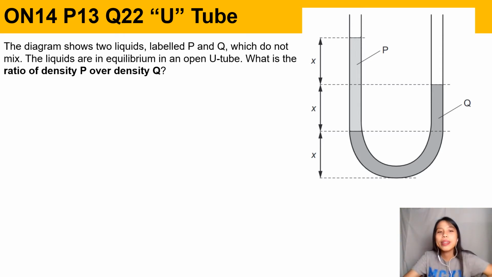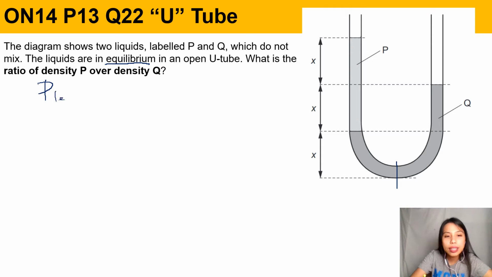Same thing that's happening here. Okay, the liquids are in equilibrium in an open tube, which means they're just balanced, they're not moving up and down. What is the ratio of density P over density Q? Okay, don't worry about how you're going to find the ratio. Just stick to the basics, balance the left and the right. So, pressure in equilibrium: the pressure on the left side should be the pressure on the right side of this tube.